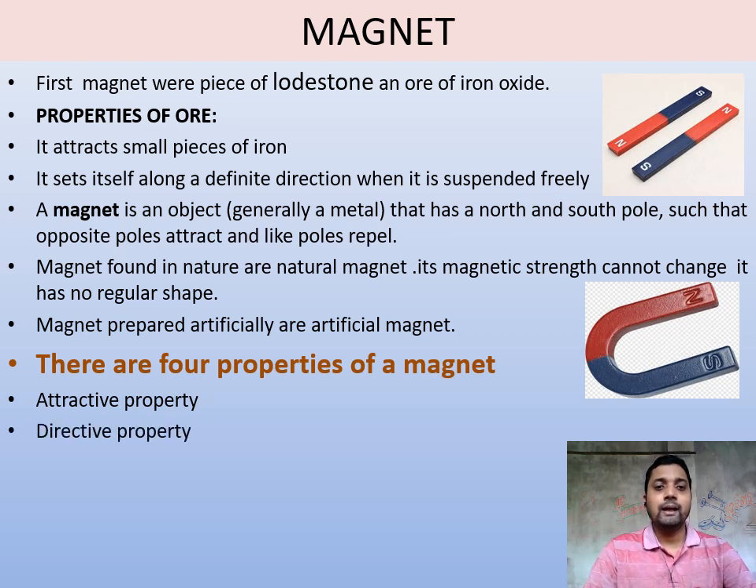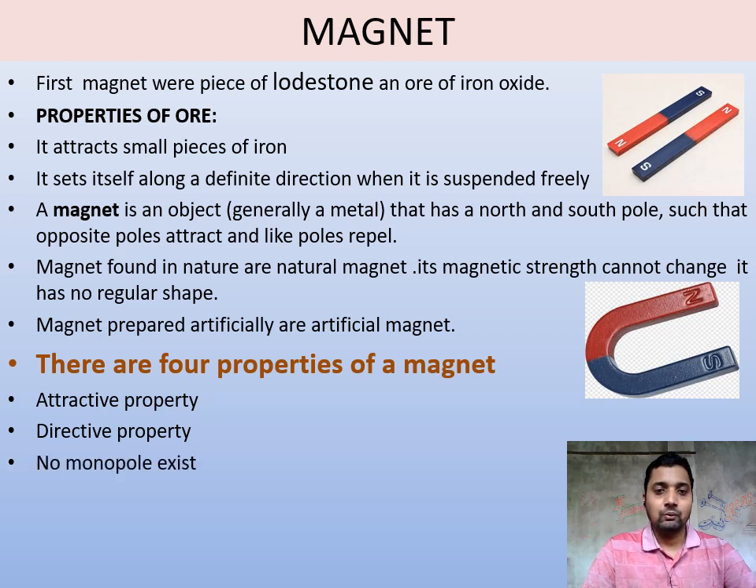Second one, the directive property. Directive property means if we take a bar magnet, which one is the bar magnet? This is the bar magnet. If we suspend this bar magnet with a thread from a rigid support, it will always remain in the north-south direction. That is called directive property.